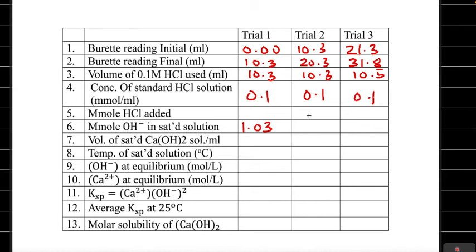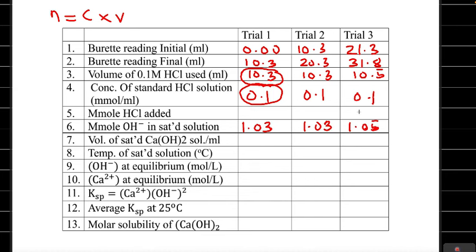Now, how did I get this millimole? I'll simply say, remember, mole equals concentration times volume. Since this unit is already millimole per mil, I can simply multiply the concentration of HCl times the volume, 0.1 times 10.3, which will give us this. If I do the same thing here, 0.1 times 10.3 will still give us 1.03. This time this will give us 1.05.